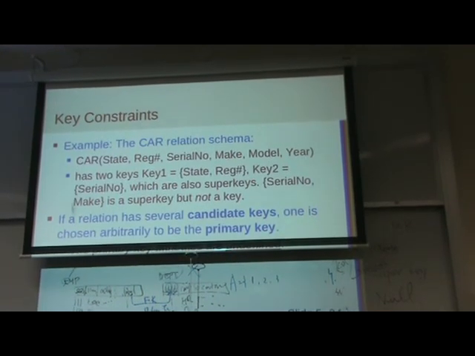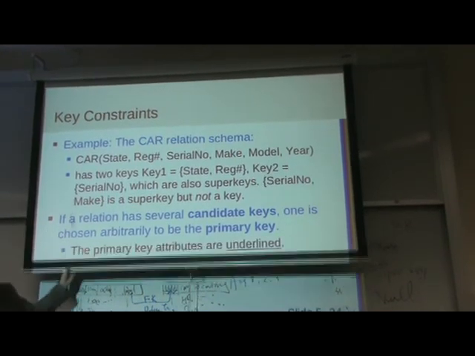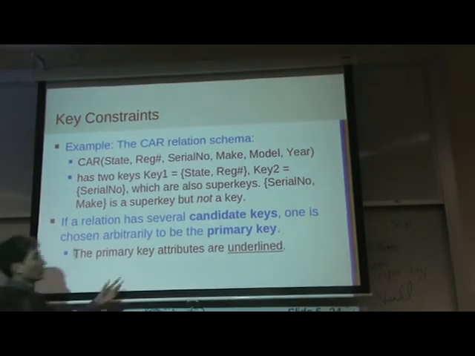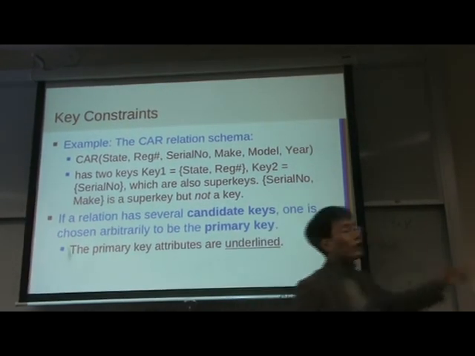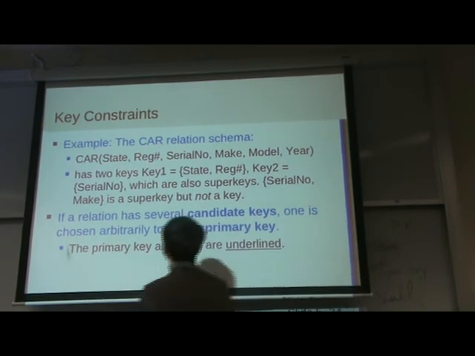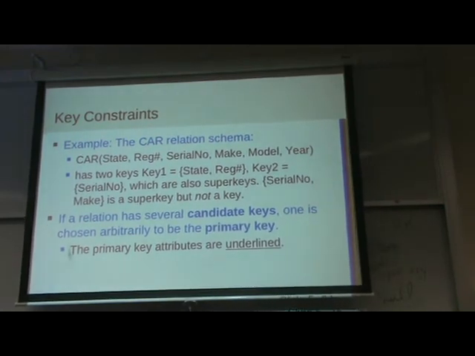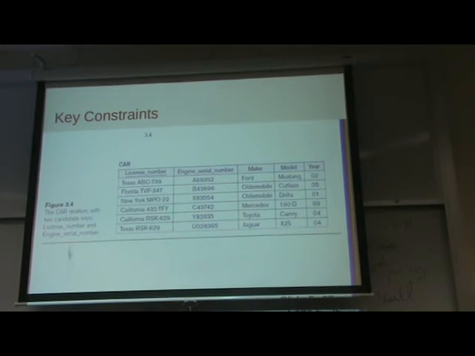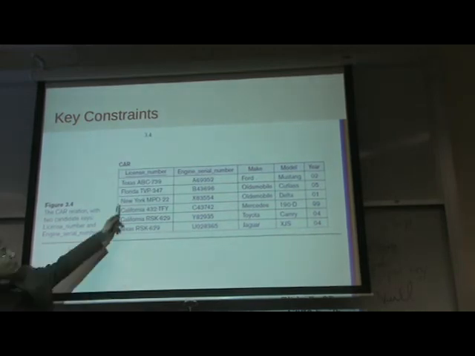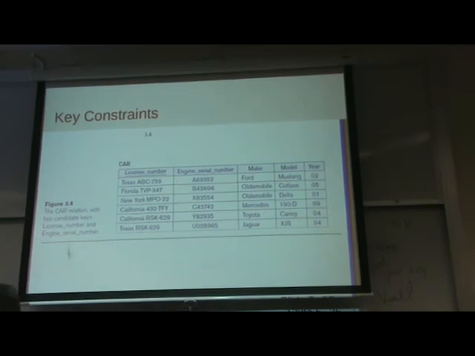Let me explain. We can use the underline to represent the key attribute. Okay. How many candidate keys? It can be many. Sometimes not. Okay. How many primary keys? Only one primary key in the table. This is one of the examples, the car. The primary key is the license number, and so on.